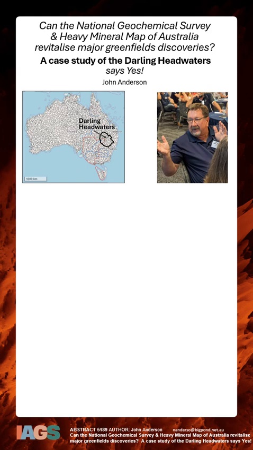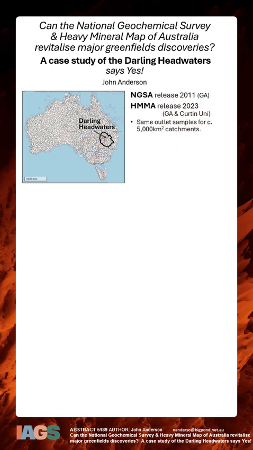I will describe how two sets of pre-competitive data in the Darling Headwaters of northern New South Wales were integrated in a case study to demonstrate revitalised target vectoring and proximity measurements applicable at all scales across Australia. Patrice and Phil will have already spoken on the national geochemical and heavy mineral surveys using the same drainage outlet samples taken from the majority of catchments across the country.